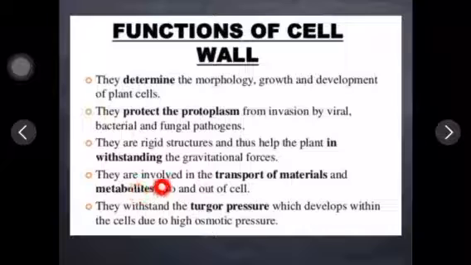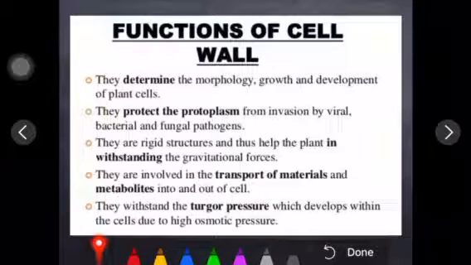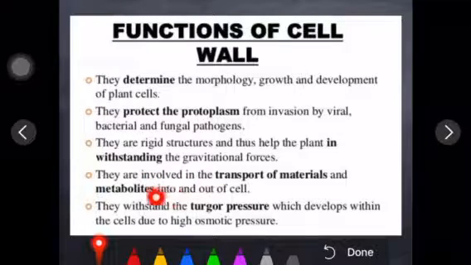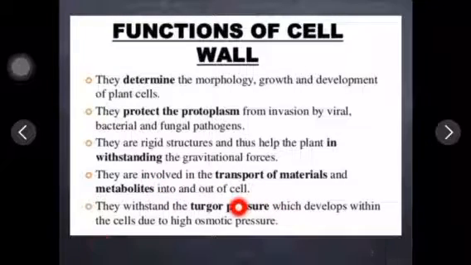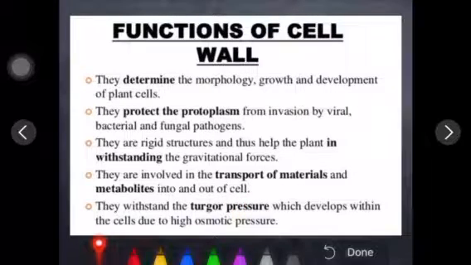They withstand the turgor pressure which develops within the cell due to high osmotic pressure. Turgor pressure means they provide rigidity, the tightness will be there. So at that time the cell will have high osmotic pressure. Fine. So these are all functions of the cell wall.